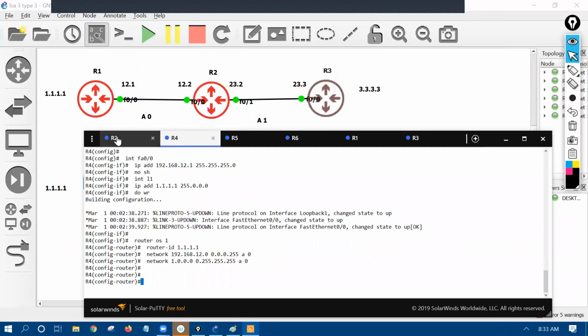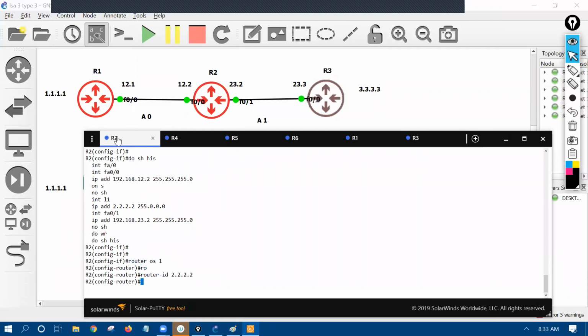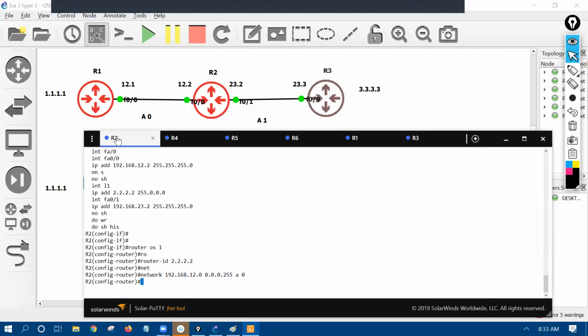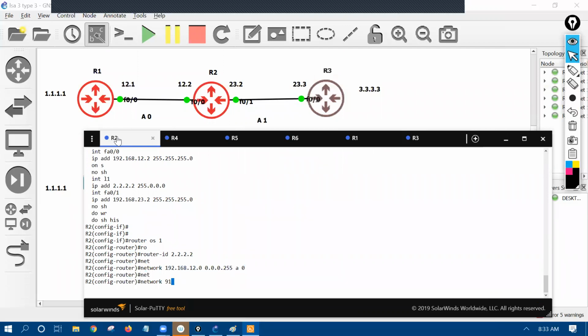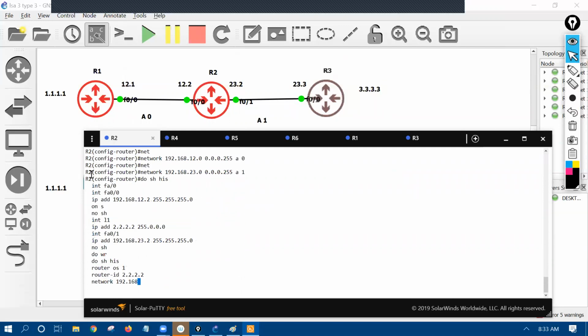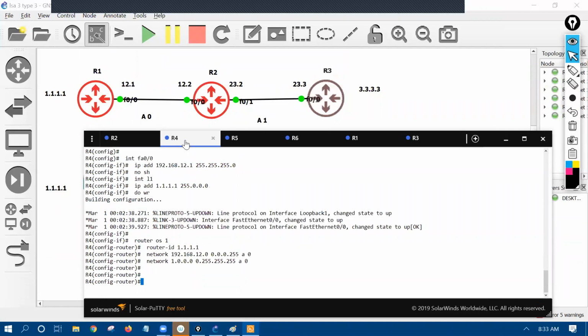Let's come back to R2 now. On R2, we have router ospf 1. Router ID will be 2.2.2.2. Network will have 12.0 and area 0. Network we have 23.0, and it should be area number 1. And do show history. Copy and paste on R4, R5.